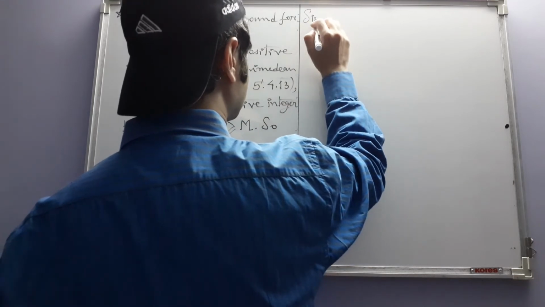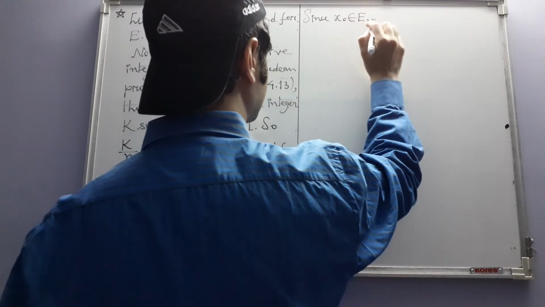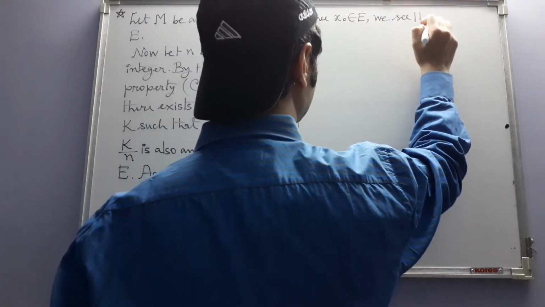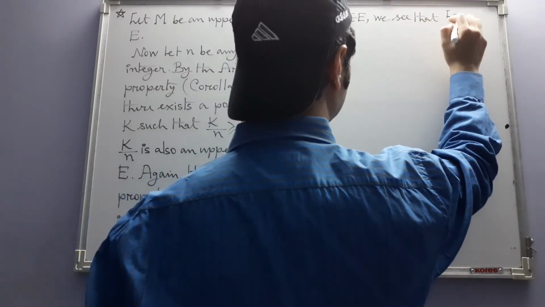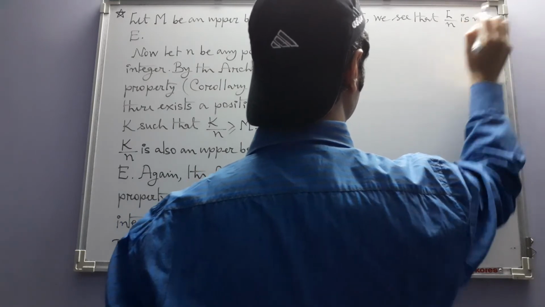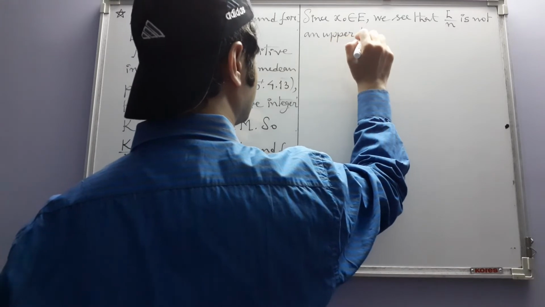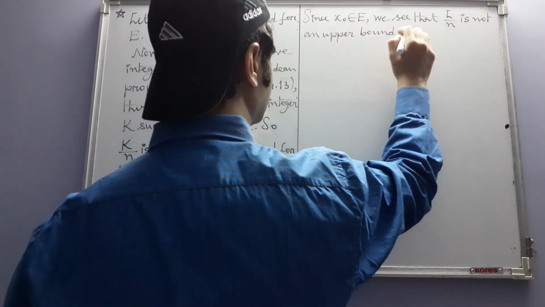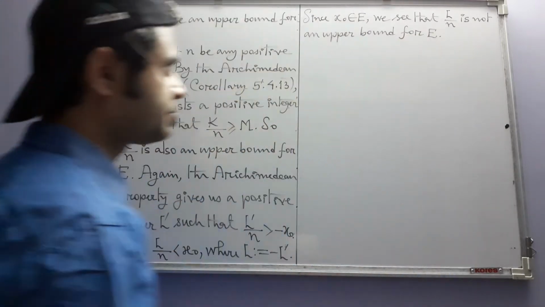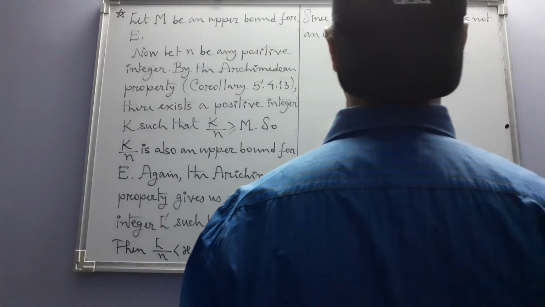Since x naught belongs to E, we see that L divided by n is not an upper bound for E. Okay.